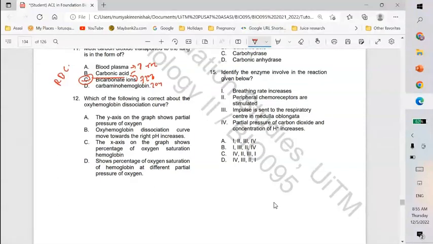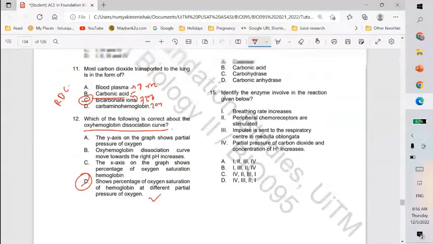Farid, number 12. Which of the following is correct about the oxyhemoglobin dissociation curve? My answer is D. Shows percentage of oxygen saturation of hemoglobin at different partial pressure of oxygen. Okay, so betul lah. So you nak kena fahamkan, ya, again, you must understand this concept of oxygen hemoglobin dissociation curve. Kalau kita tengok apa yang structure question, ada soalan kat belakang. So dia akan keluar dekat objektif, tak keluar objektif, dia keluar kat structure, kan. So you must understand the oxygen hemoglobin dissociation curve, okay.